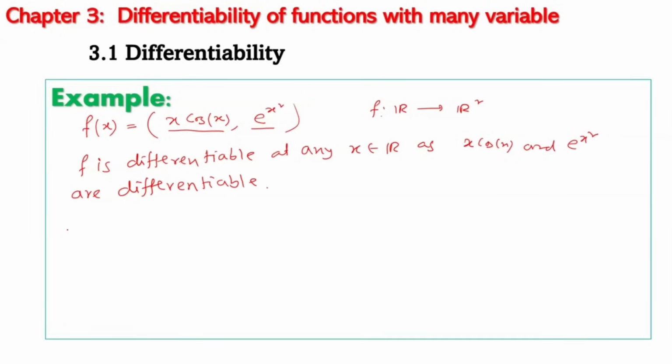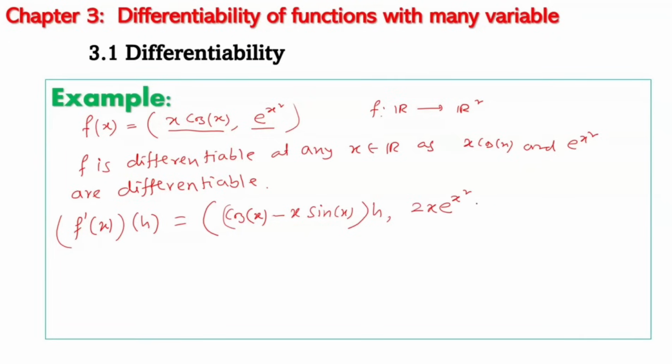So f dash x operating on h is equal to the derivative of the first component, which is cosine x minus x sine x, multiplied by h, and 2x e to the power x square multiplied by h.